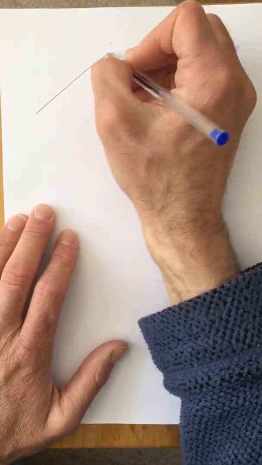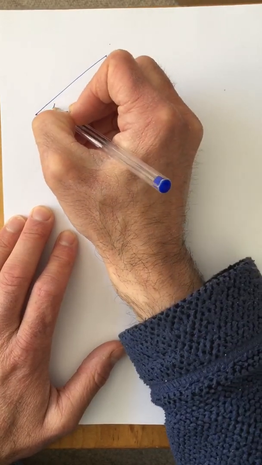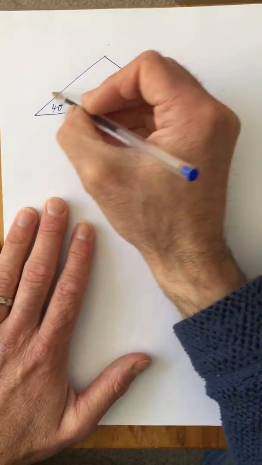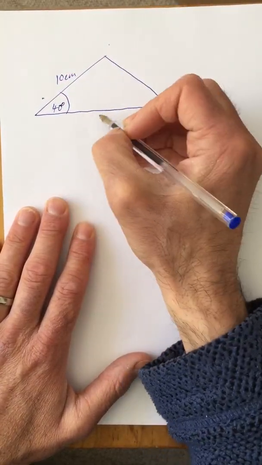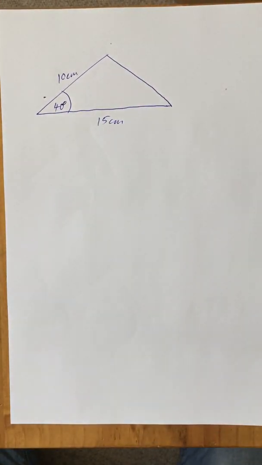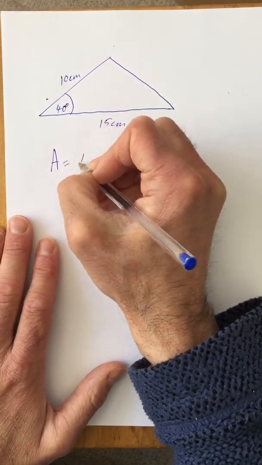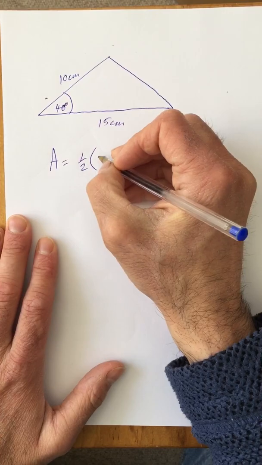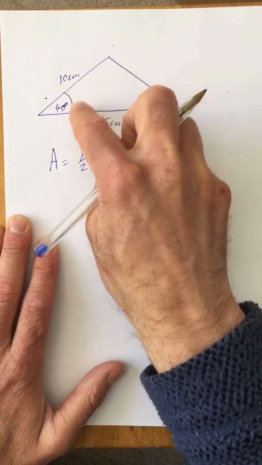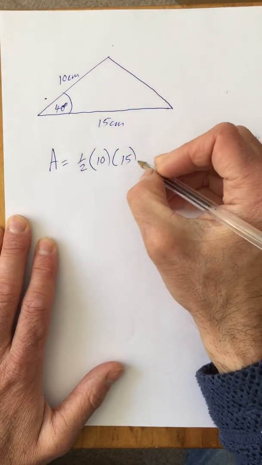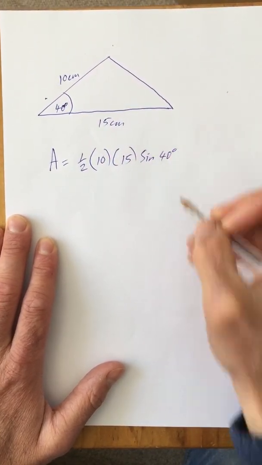Suppose I have a triangle that looks like this, and this is 40 degrees, and I tell you the length of this side is 10 centimeters and this one is 15 centimeters, and I'm asked to figure out the area of this triangle. Well, the area is just going to be half multiplied by one arm, which is 10, multiplied by the other arm, which is 15, and notice these arms are meeting in the corner here, times the sine of the hug angle, or the angle between those arms, which is 40 degrees.